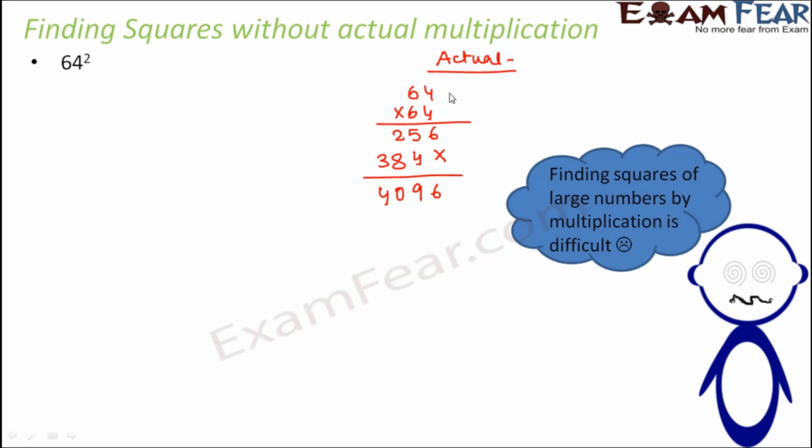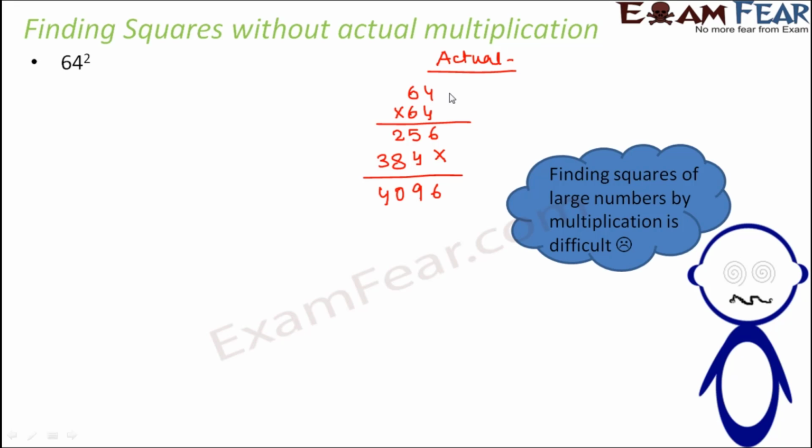Now you can do this actual multiplication and find out the square of 64. But the chances of mistakes or errors in this actual multiplication are more, because you are doing a lot of calculation. You're doing multiplication, you are doing addition.